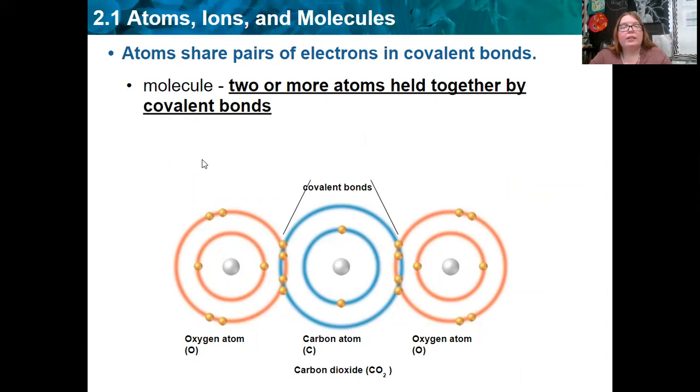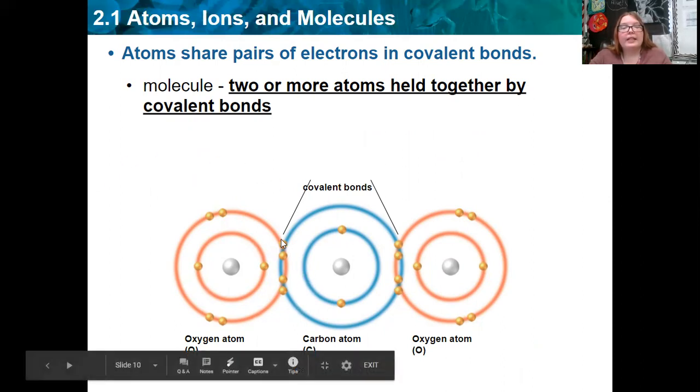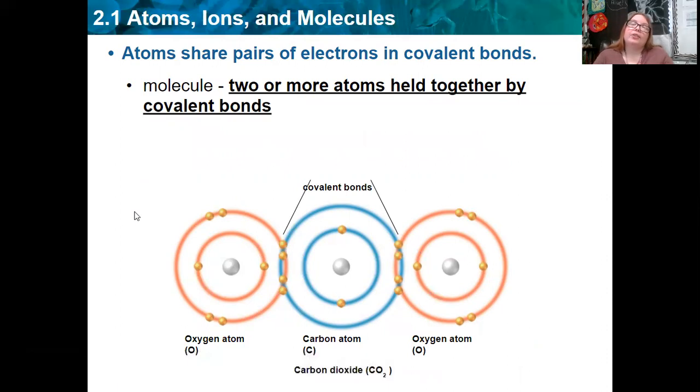Okay, so a molecule is formed by two or more atoms held together by covalent bonding. So we can see that it's sharing, their orbitals overlap, and this is how we make carbon dioxide. Okay, so I really want you guys to think about the unequal bonding thing. We're going to address that in the next lesson.